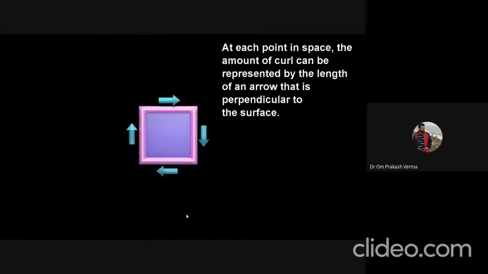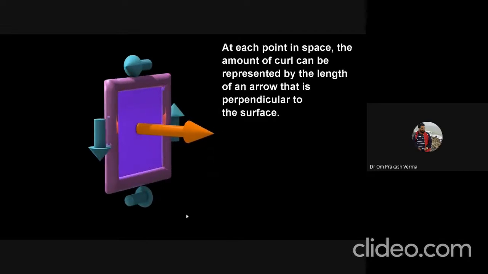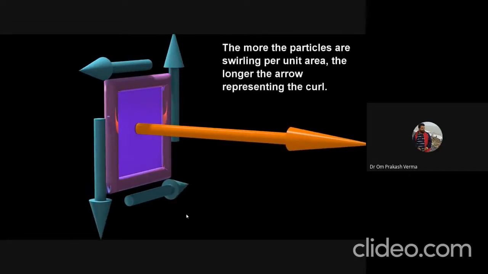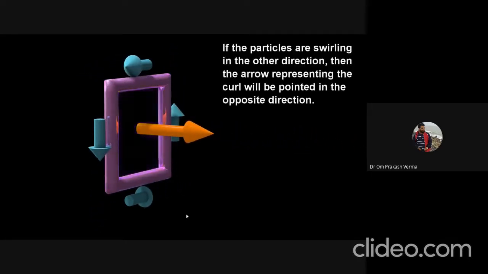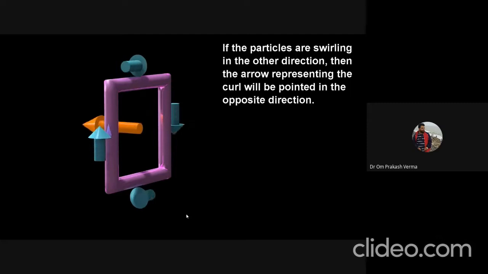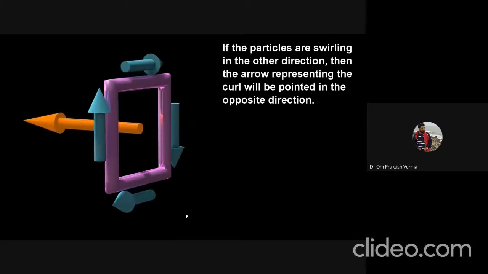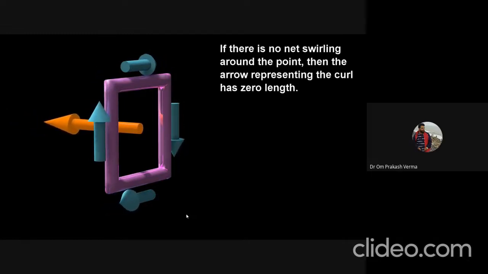At each point in space, the amount of curl can be represented by the length of an arrow that is perpendicular to the surface. The more the particles are swirling per unit area, the longer the arrow representing the curl. If the particles are swirling in the other direction, then the arrow representing the curl will be pointed in the opposite direction. If there is no net swirling around the point, then the arrow representing the curl has 0 length.